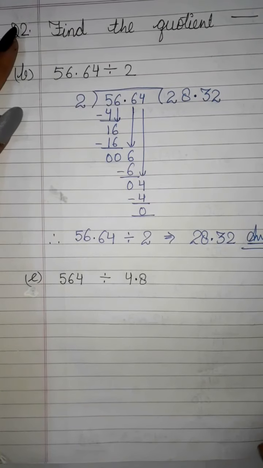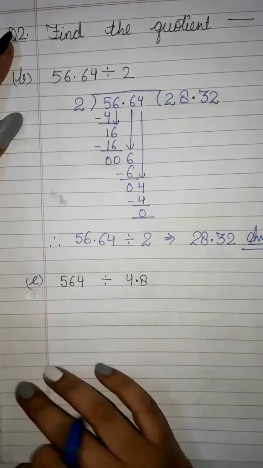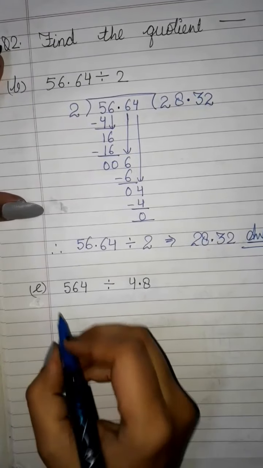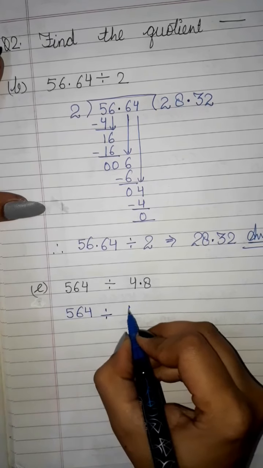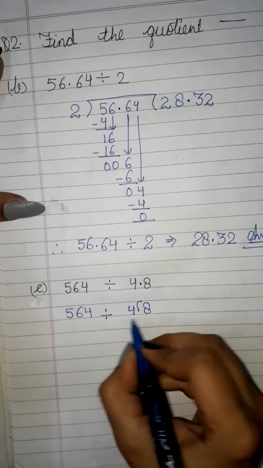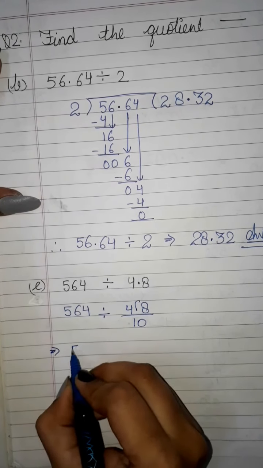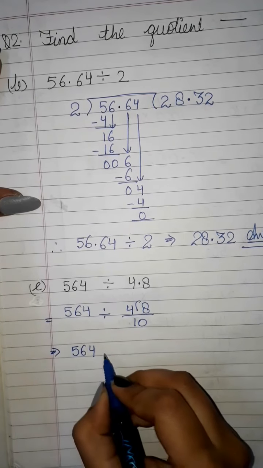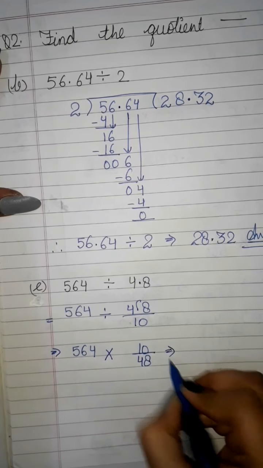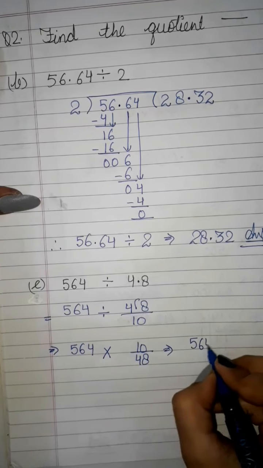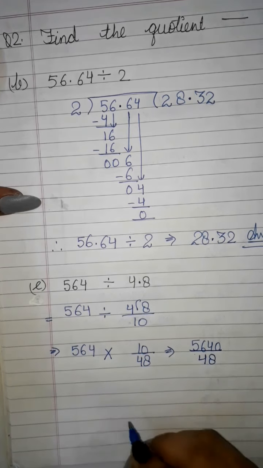Children, see this E part. In this, the dividend is a whole number and the divisor is decimal number. So now we need to remove this decimal. Write down this. Now divide by 4.8. If I remove this, what I get in the denominator? 10. Now 564, reciprocate this, it will become 10 by 48. So now it has become 5640, that is 5640 to be divided by 48.